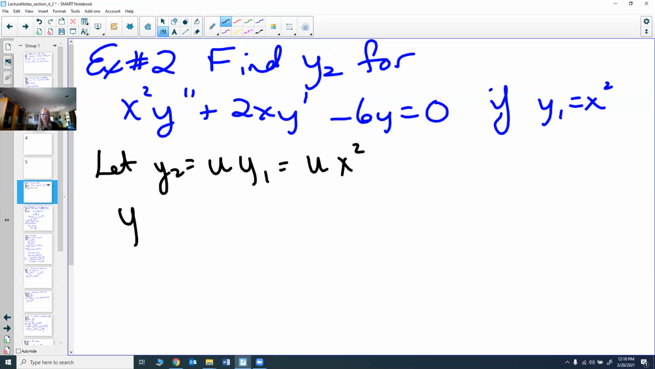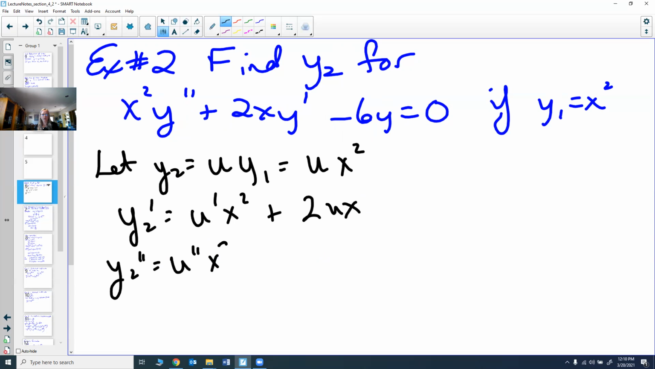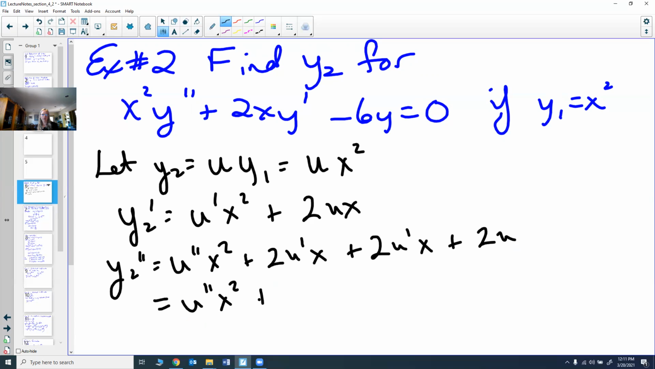So I need to find y sub 2 prime. Well, that'll be u prime times x squared plus 2ux. And then I need to find my second derivative, because there's a second derivative in my equation. So that'd be u double prime x squared plus 2u prime x plus 2u prime x plus 2u. I can collect some like terms here. I have 2 of these, so I have 4u prime x plus 2u.